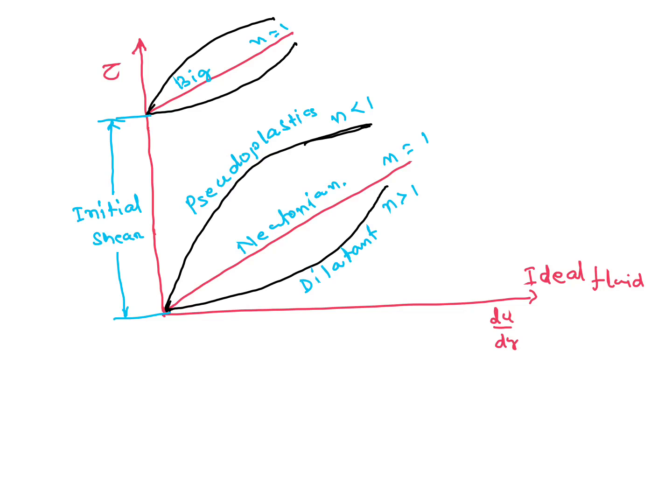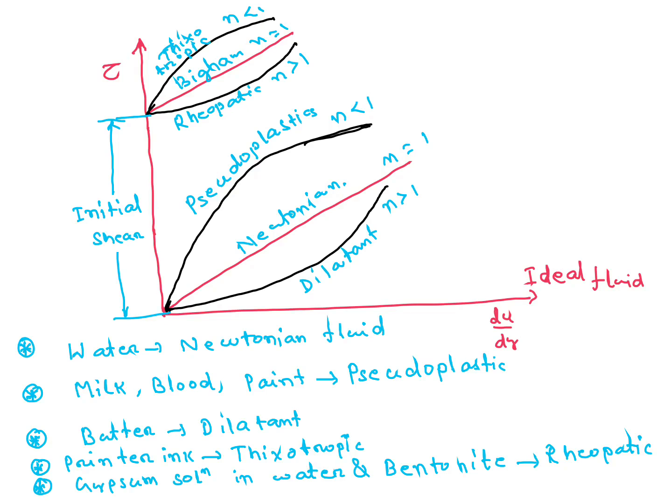Bingham plastic. Then less than 1, greater than 1. Greater than 1 is rheopectic, less than 1 is thixotropic. Here n is less than 1 for thixotropic fluids and n is greater than 1 for rheopectic fluids, and for Bingham plastic n equal to 1. Then examples are very important. Water is a Newtonian fluid. For all examinations, these examples are very important.